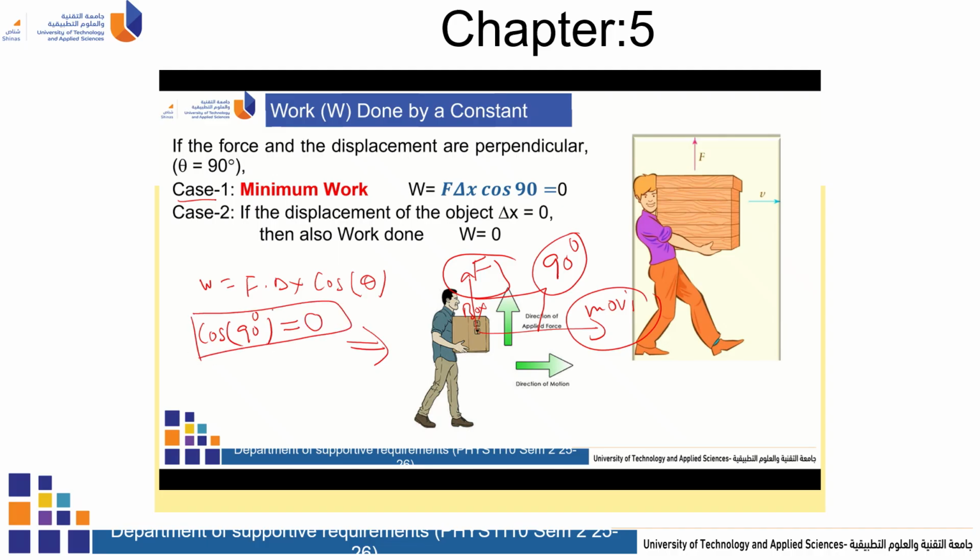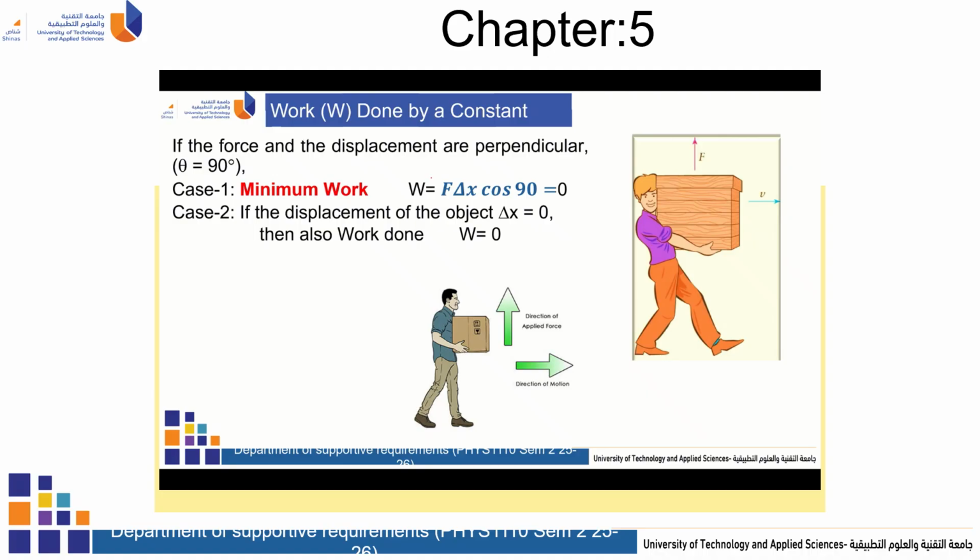Okay, so if I put cosine 90 as 0 here, the work is going to be minimum, and the value of the work is 0. So this is one condition for the minimum work. This is case number one. And there is one more case when the work is 0.